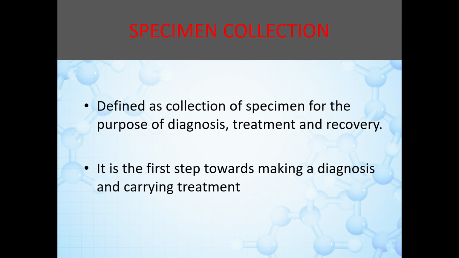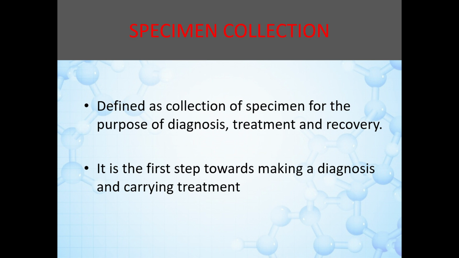Suppose, for example, you have a patient whom you are suspecting to have diabetes. What will you do? You will order for the collection of blood to send for the fasting blood sugar and random blood sugar. So this is why we basically collect the specimen. It's a first step towards making a diagnosis and carrying out the treatment.